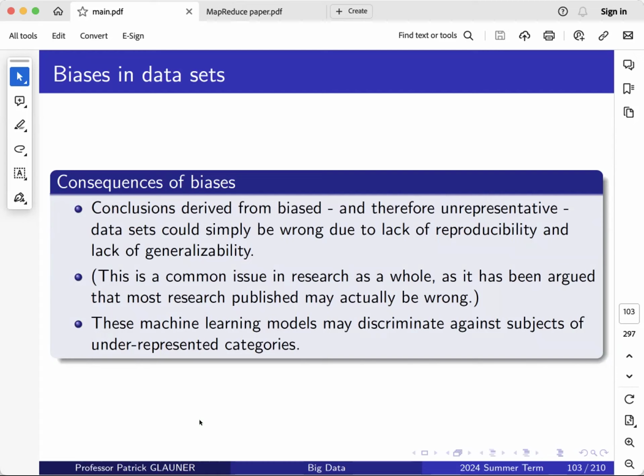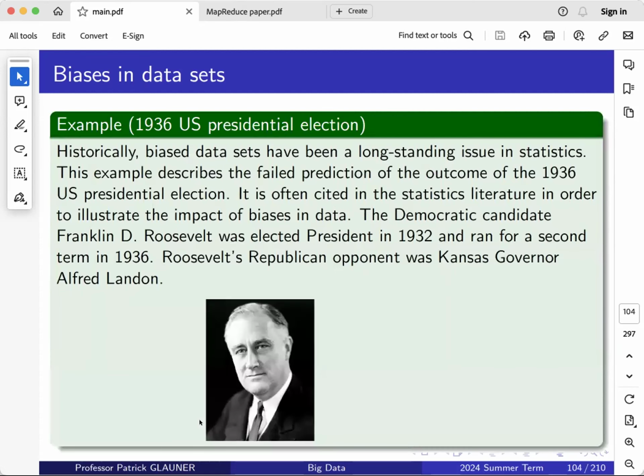Now, the issue of bias is nothing new in machine learning. It's been an issue in statistics ever since. And before we look at biases in machine learning, I want to discuss some biases in statistics with you. If you look at elections, not just in the US, but also in Germany, you have all these forecasts or predictions of what the outcome of an election could be. This is nothing new in our world nowadays. Such predictions have been done for about 100 years or even longer, especially in the US.